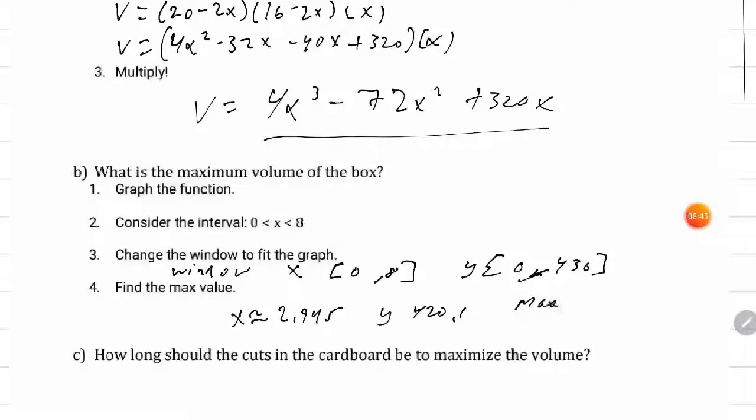So max volume is about 420 inches squared, or cubed, sorry. Volume is in cubic inches, or cubic units. And then how long should the cuts in the cardboard be to maximize the volume? And we said 2.945 inches, or around 3 inches long.